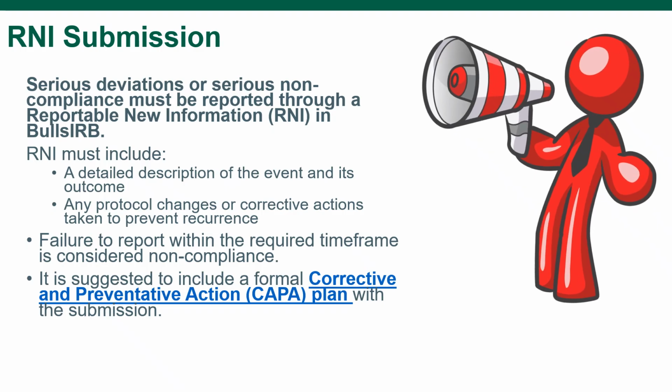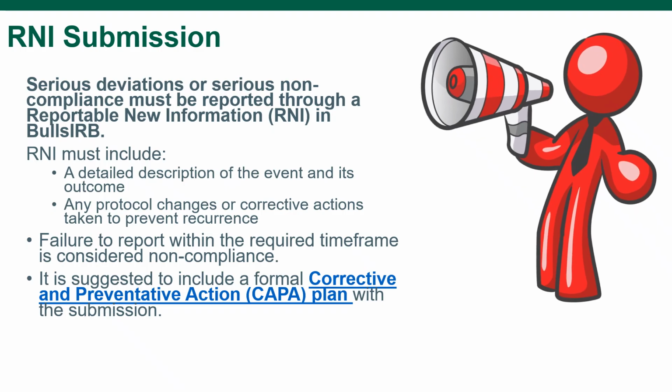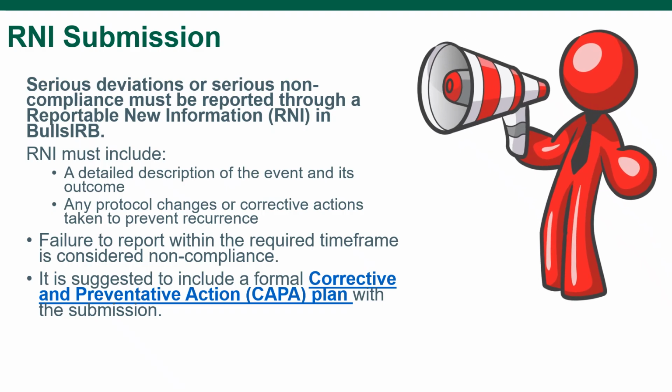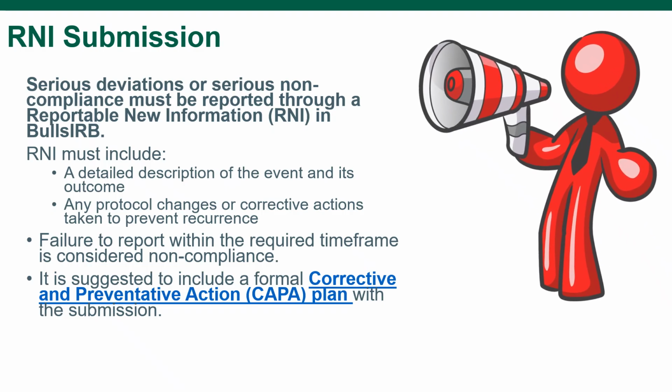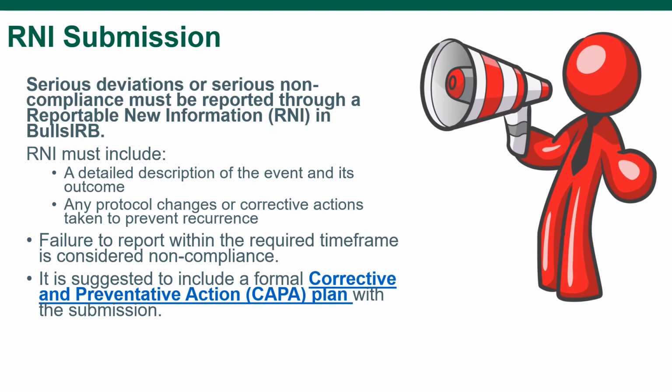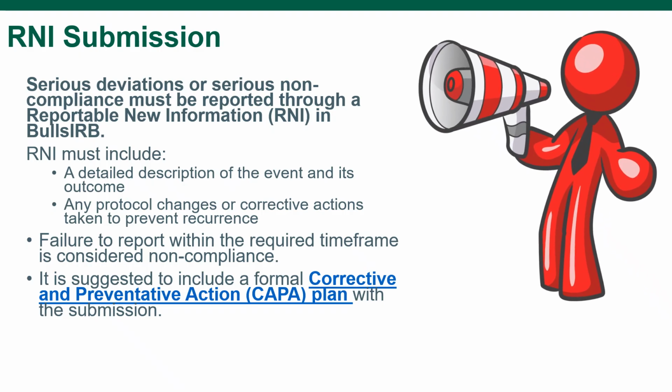Failure to submit serious deviation, serious non-compliance within 5 business days constitutes non-compliance with the USF HRPP policy. It is strongly suggested, as the IRB may ask for a detailed plan, that you submit and work on a corrective preventative action plan. QA/QI has a CAPA guidance document located on the BullsIRB homepage.